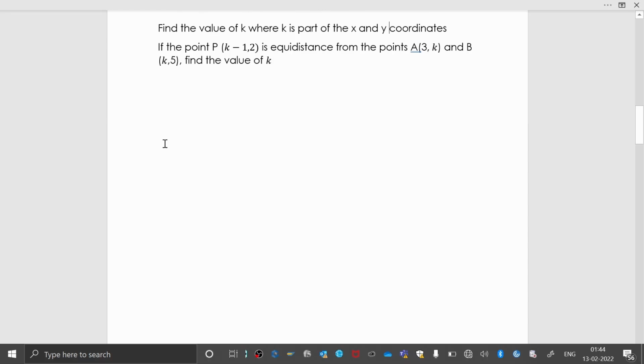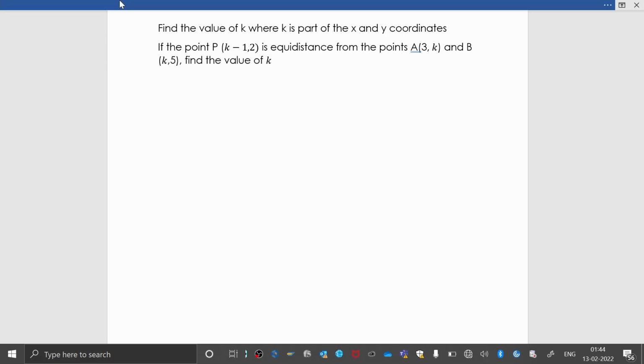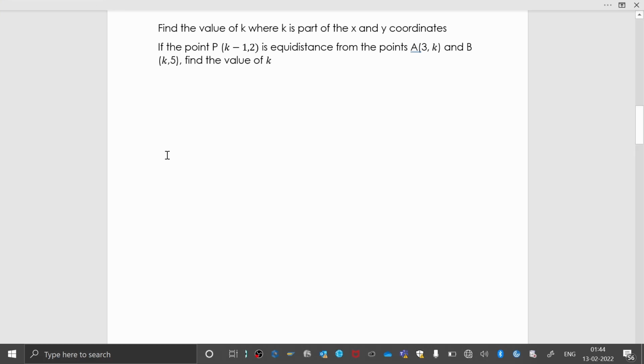Second important topic is about finding the value of k, where k is a part of x and y coordinates. So if we look at the example, you have to read the problem very carefully before we proceed for solving it. If the point P is equidistant from the points A, which is (3, k), and B, which is (k, 5), find the value of k.